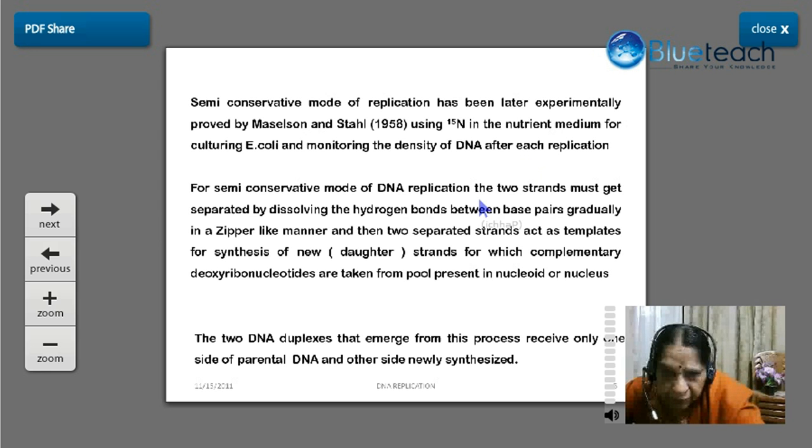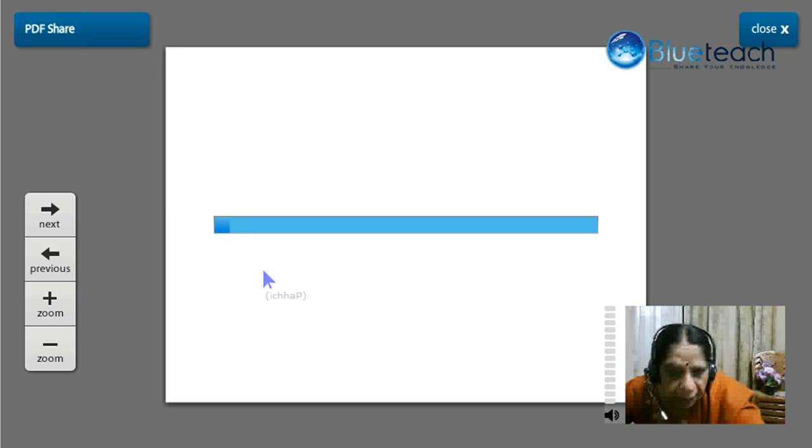For semi-conservative mode of replication, the two strands must get separated by dissolving hydrogen bonds between base pairs gradually in a zipper-like manner. Then two separated strands act as templates for synthesis of new strand by selecting the complementary deoxyribonucleotides from the pool present in nucleoid or nucleus. Of the two strands, one is parental and other is daughter.